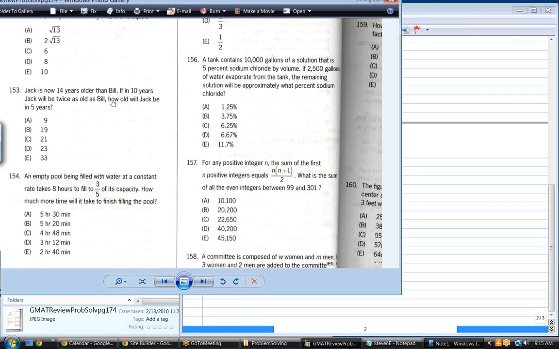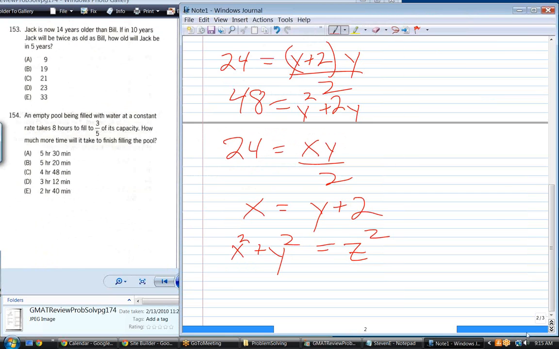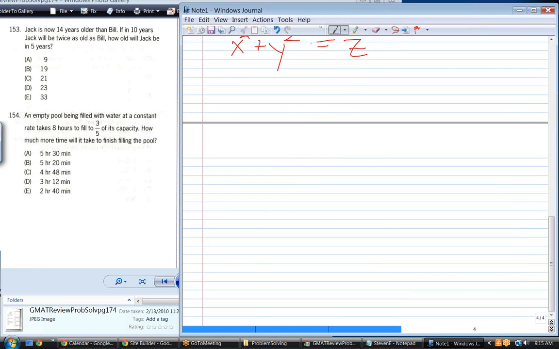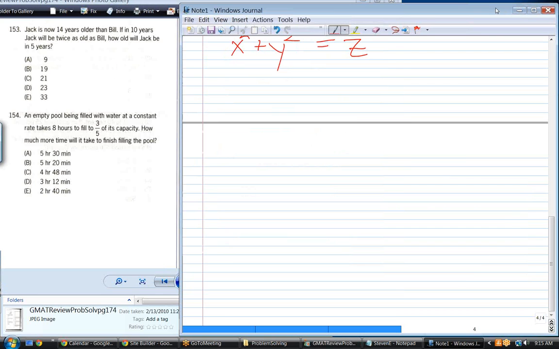Okay, age problems. What kind of problems are age problems? Always back solving? Yeah. All right, let's give it a shot. Before I even look at it, I'm going to back solve it when I see an age problem. Okay. Let's see. Jack is now 14 years old.